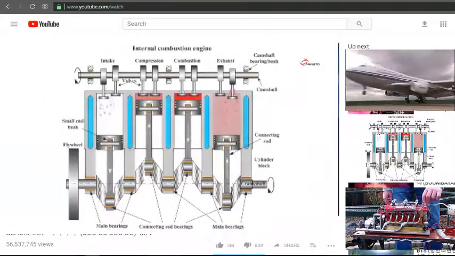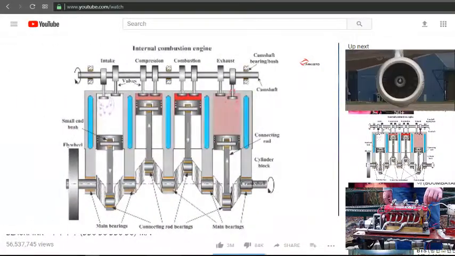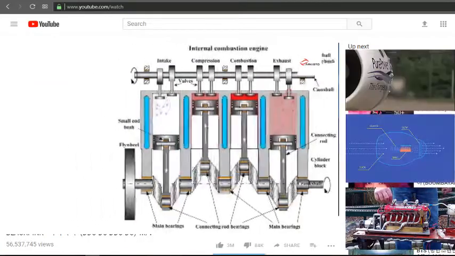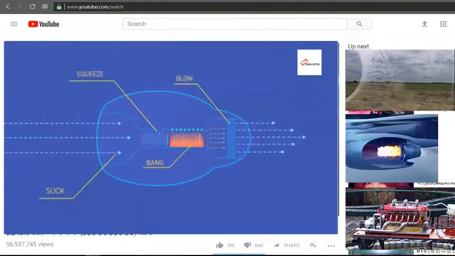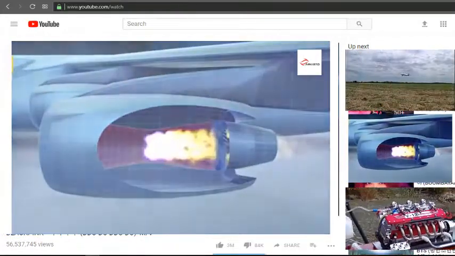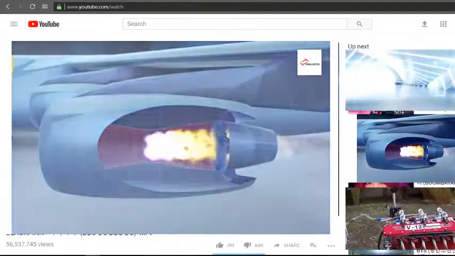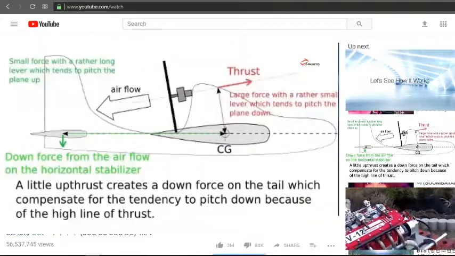Unlike the internal combustion engines in automobiles and trucks, which convert the up and down movement of the piston to rotary movement of the crankshaft, jet engines simply produce power by sucking air at the front side and discharging it at the back side. What is thrust?